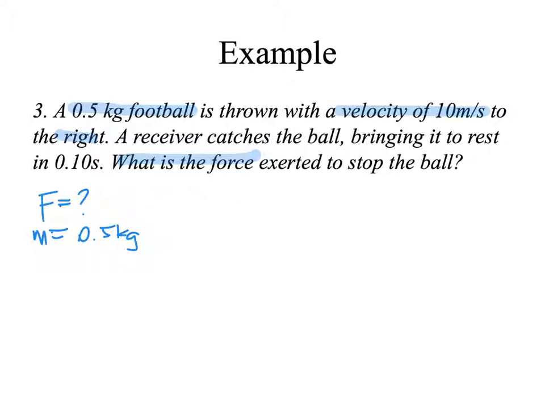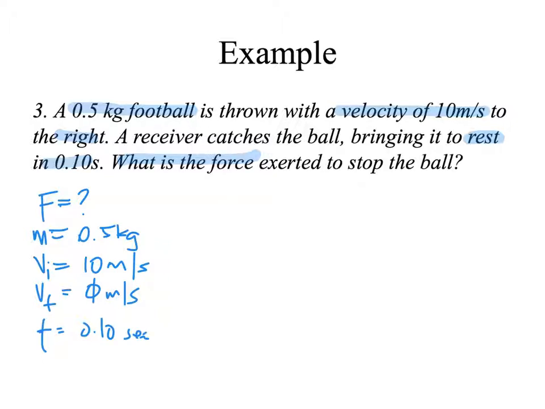Okay, so it's telling me that it's initially being thrown at 10 meters per second. So my initial velocity is 10. And if the receiver is catching the ball and bringing it to rest, then that's telling me that the football is coming to a stop. That means its velocity is stopping, so its final velocity is 0. And the last thing that it shows me in here is 0.10 seconds. That is time. So my time is 0.10 seconds.